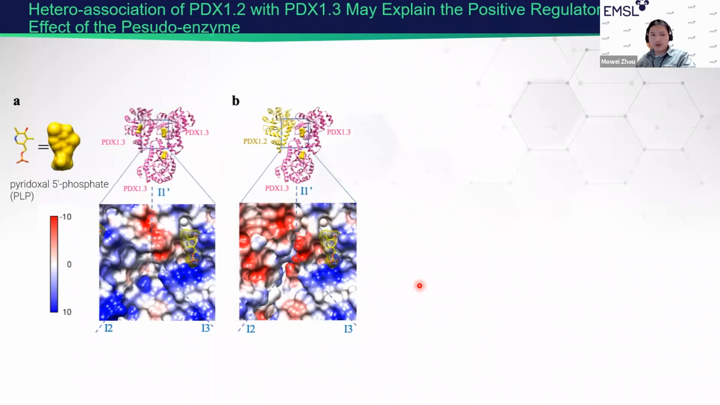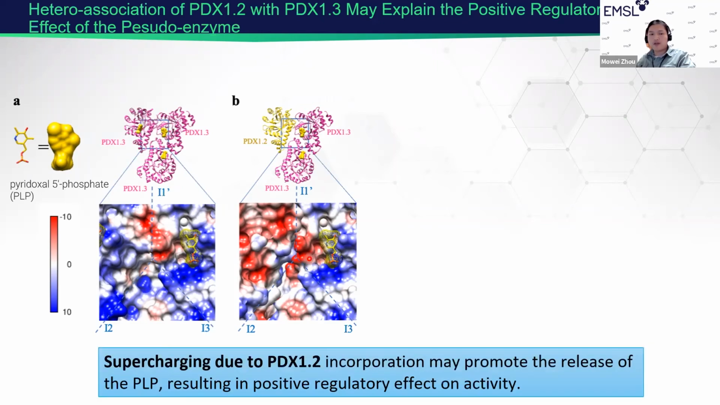So what does this actually mean biologically? We also looked at the surface charge in the homo complex versus the hetero complex. This shows the homo complex of 1.3, the active enzyme, and the substrate binding site is here, shown by the yellow molecule. The hetero complex is shown on the right. If you introduce a PDX 1.2 monomer in the hetero complex, it significantly changes the surface charge to negative values near the active site. We propose a mechanism of supercharging, where the 1.2 promotes the release of the product by charge repulsion. And this explains the positive regulatory effect of PDX 1.2.